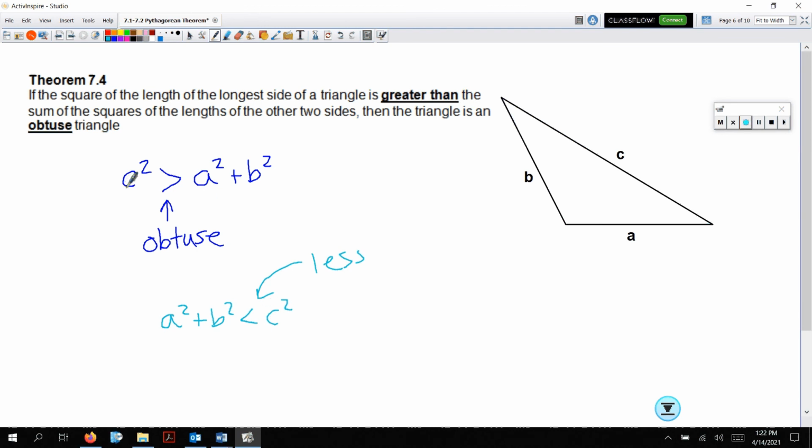So if C squared is greater than A squared plus B squared, it is obtuse. C squared is less than A squared plus B squared is acute. And if it's equal, it's right.